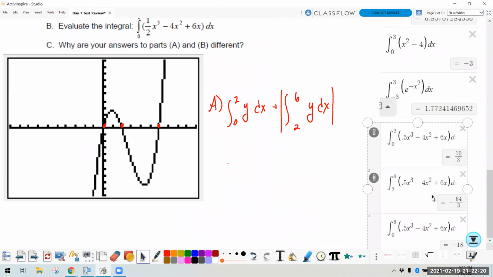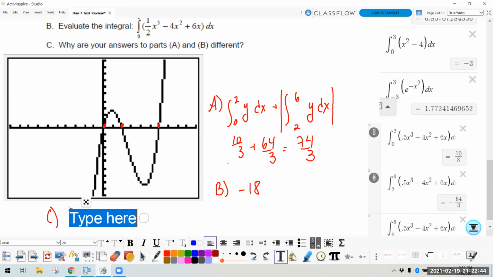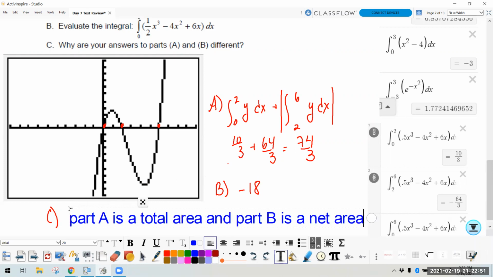All right. So for part A, I've got 10 thirds plus 64 thirds equals 74 thirds. For part B, the integral was negative 18. Why are your answers different? Part A is a total area and part B is a net area.